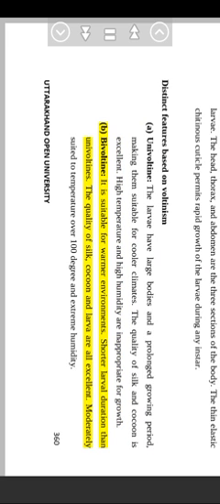Univoltine. The larvae have large bodies and a prolonged growing period, making them suitable for cooler climates. The quality of silk and cocoon is excellent. High temperature and high humidity are inappropriate for growth. Bivoltine. It is suitable for warmer environments. Shorter larval duration than univoltines. The quality of silk, cocoon and larva are all excellent. Moderately suited to temperatures over 100 degrees and extreme humidity.